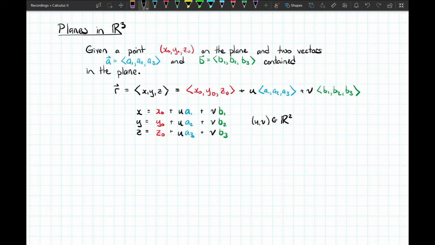Of course, we could also just keep this in our general vector form. In that generalized vector form, r equals r naught plus ua plus vb, where a and b are vectors, might be an easy way to remember how to find the parameterization of a plane. All right, well, now that we know how to construct a plane, why don't we start looking at a slightly more interesting object? Let's take a look at maybe some kind of cylinder.